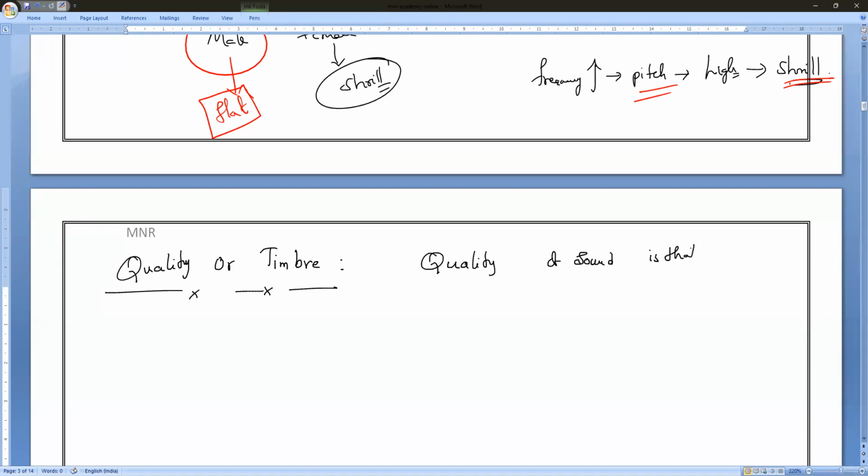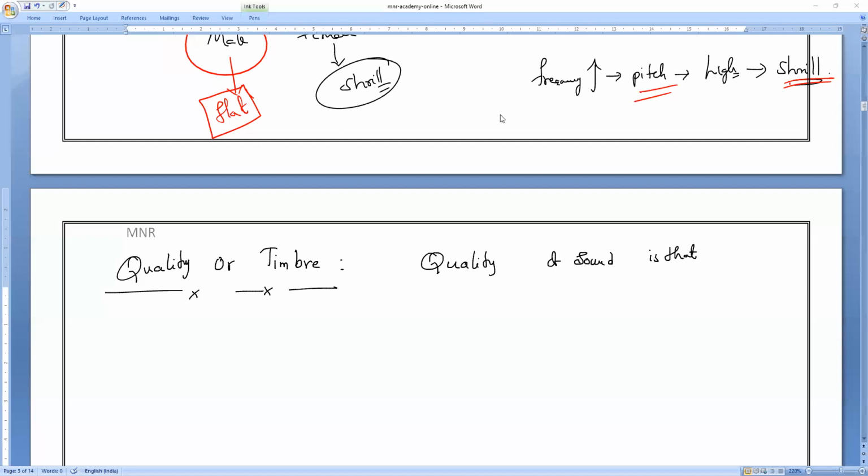Pitch has no unit, Amma; it has the same unit as frequency. High frequency, low frequency, that's all. Okay.